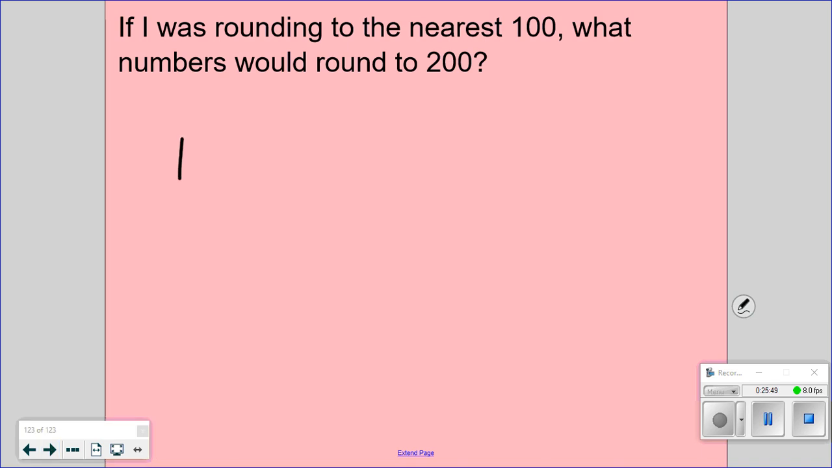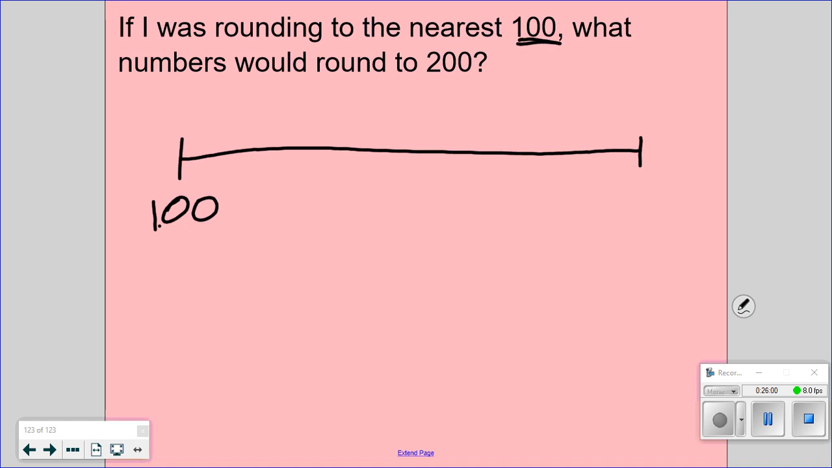Yeah, it is going to be more than a two-digit number. Let's draw a number line. However, this one's going to be a little different because this time, I'm going to start at 100. And I have to go 100 numbers. So 100 to 200. That's a lot of numbers. What's my middle, Brayden? 150. What is going to be a number that is smaller than 200 that will round to 200? Harper? 150. That is one of my numbers that will round to 200.